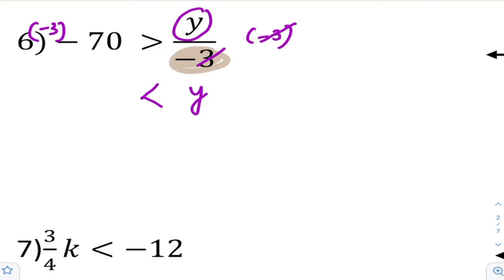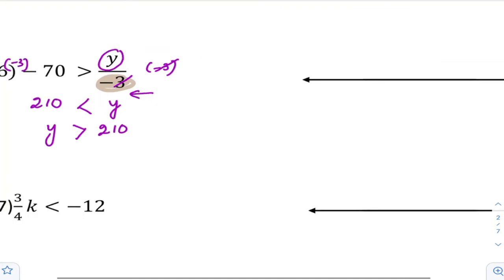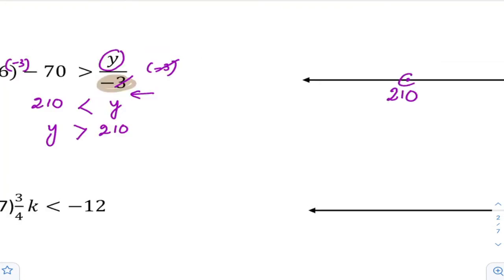Now, -3 times -70 is positive 210. Remember, if you want to start by the y, then switch. So y is more than 210. Because you can read it from this side, y more than 210. You can do the same thing, but we get used to the variable at the beginning. And we will put the 210 here. We open the circle and we will shade the region to the right.